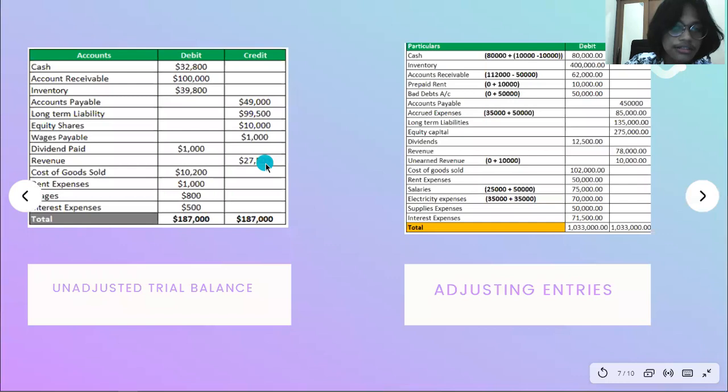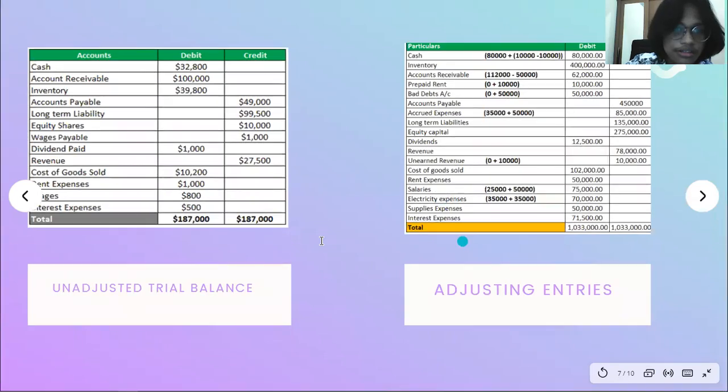Next is the trial balance. After the company posts journal entries to individual general ledger accounts, a trial balance is prepared. The trial balance ensures the total debits equal the total credits in the financial records.